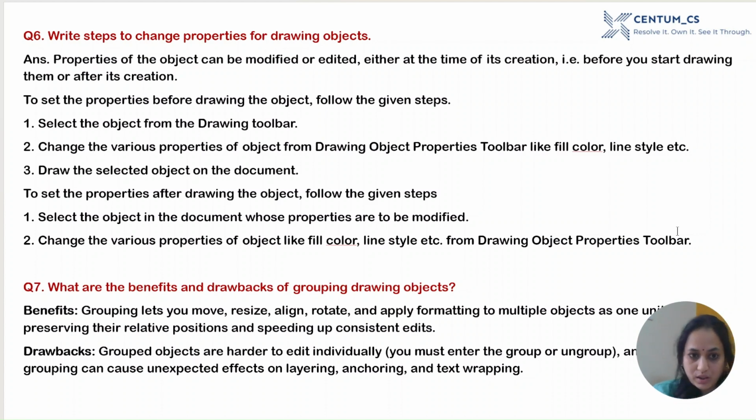The other situation is after drawing the object. Once you draw the object, later on you can modify its properties. Select the object in the document whose properties are to be modified. Change the various properties of the object like fill color, line color, etc., using the drawing object properties toolbar.